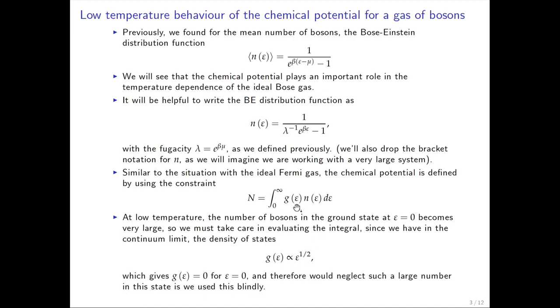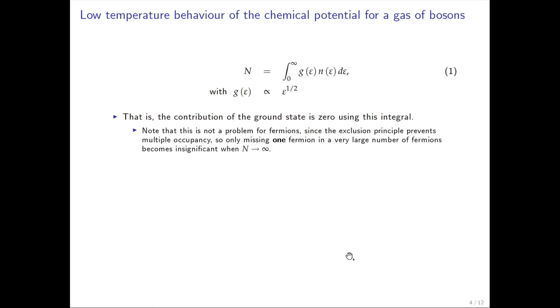So that means in this integral that the states at 0 energy are neglected if we just use this blindly. Now, usually that's not a problem, right? Let's see. So let's just write that again. So we have this equation, and of course, if this density of states goes like energy to the 1/2, then we're not going to get any contribution from the states that sit exactly at 0.